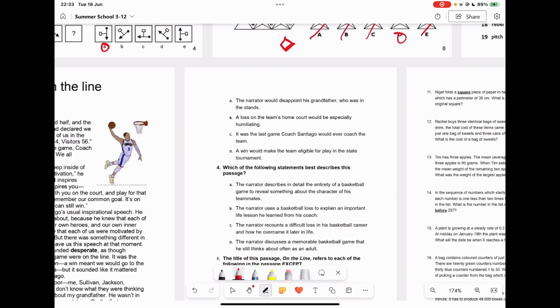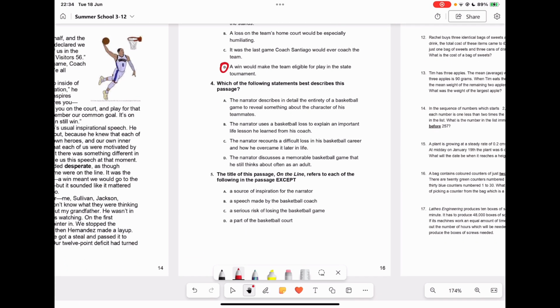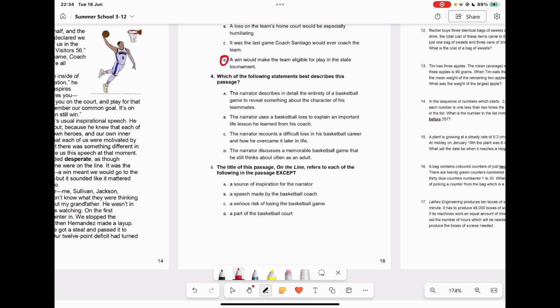So the answer to this will be: a win would make the team eligible to play in the state tournament in Atlanta. Question 4. Which of the following statements best describes this passage? That would be: the narrator uses a basketball loss to explain an important life lesson he learned from his coach. Yep, it would be that. And then question 5, on the title is on the line, and it refers to each of the following in the passage except, so we're trying to find what is not true.